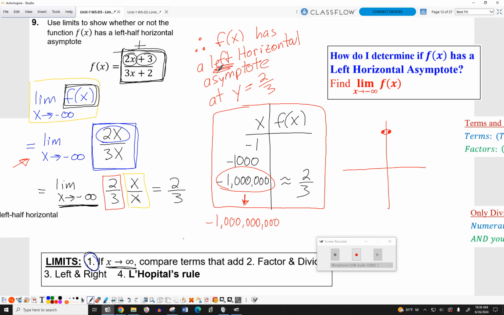Does that make sense? Well, it's like I said, this whole class is about understanding what happens to a bunch of number pairs. And in this example, one column is getting more and more negative. The x's are getting more and more negative. But what are the y values doing? They're actually just getting closer and closer to 2/3. So it's the y value that's getting close to 2/3. Therefore, we must specify that the asymptote is at a y value.